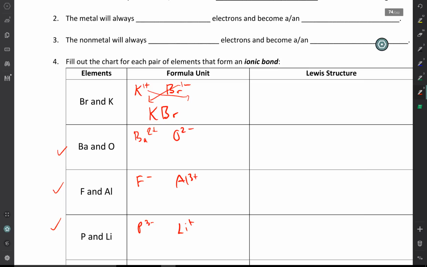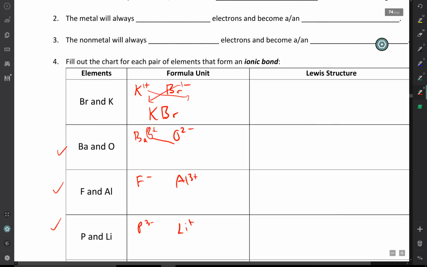So I've gone through and written out the ions that I know are going to form based on where these elements are located on the periodic table and how many electrons they're going to need to lose or gain to get to a full octet. So if we take a look at Ba and O, I've got the 2 and the 2 that I'm going to transfer over, giving me Ba2O2.